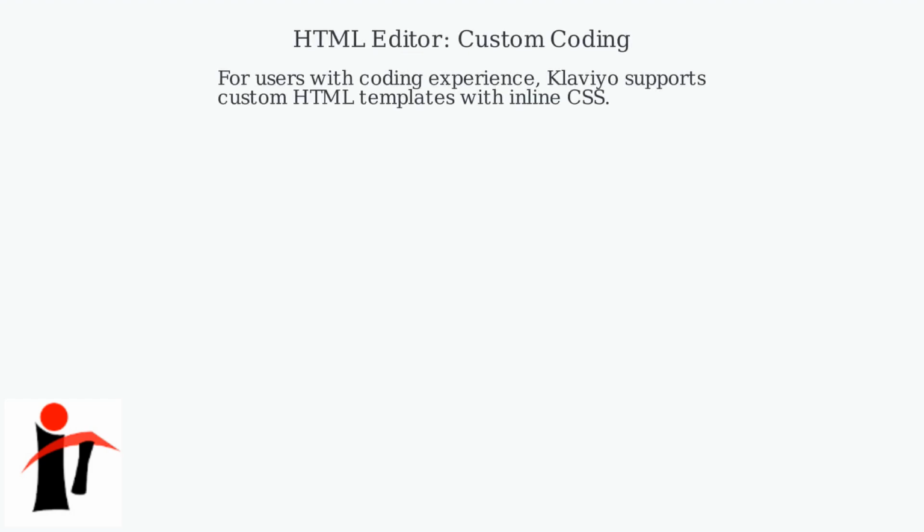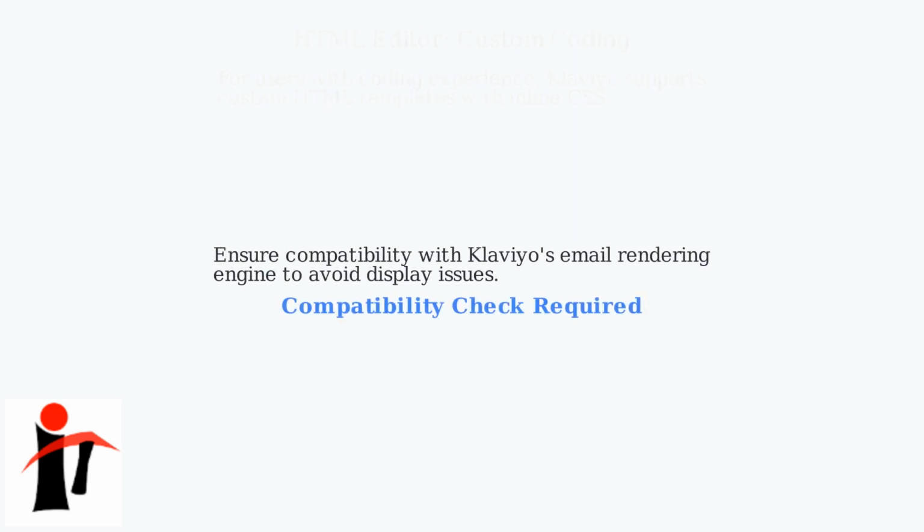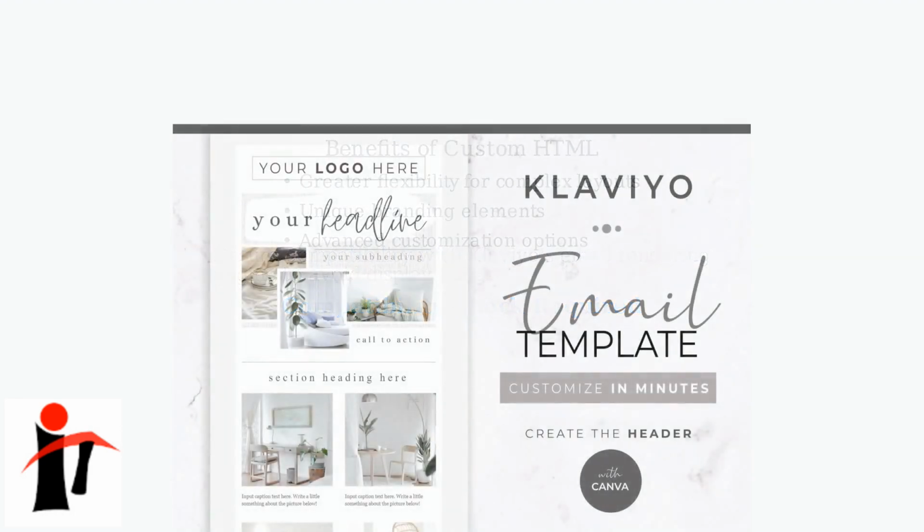For users with coding experience, Klaviyo supports custom HTML templates with inline CSS. This allows for highly customized email designs that go beyond the drag-and-drop interface. However, when using custom HTML, it's crucial to ensure compatibility with Klaviyo's email rendering engine. This prevents display issues across different email clients and devices. Custom HTML provides greater flexibility for complex layouts and unique branding elements. Advanced users can create sophisticated designs that perfectly match their brand identity.